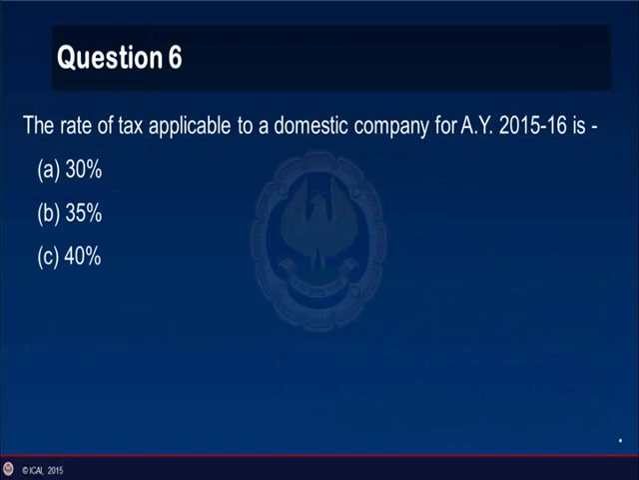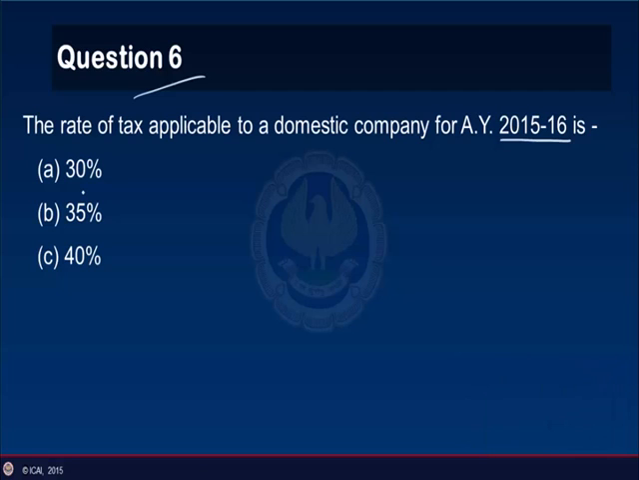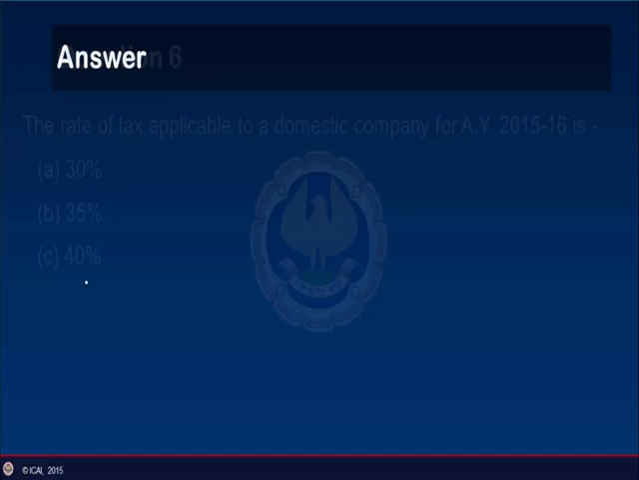So the rate of tax, question number six: the rate of tax applicable for a domestic company for assessment year 15-16 is 30%, 35% or 40%. We just did that and the answer is A, 30%.